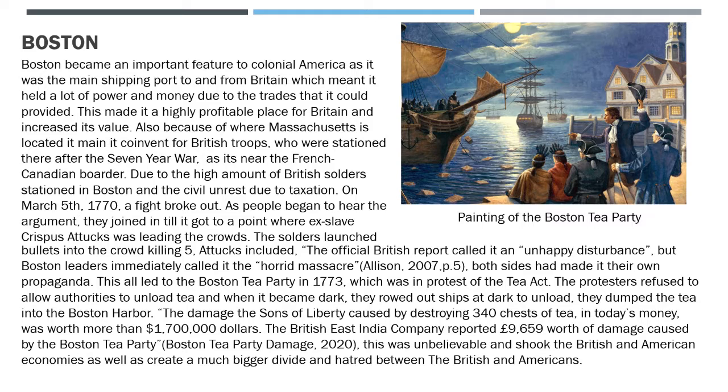This all led to the Boston Tea Party in 1773, which was in protest of the Tea Act. The Protestants refused to allow authorities to unload tea, and when it became dark, they rowed out to the ships to unload. They dumped the tea into the harbour. The damage the Sons of Liberty caused by destroying 340 chests of tea was, in today's money, worth more than $1,700,000. The British East India Company reported £9,659 worth of damage caused by the Boston Tea Party. This was unbelievable and shook the British and American economies, as well as creating a much bigger divide and hatred between the British and Americans.